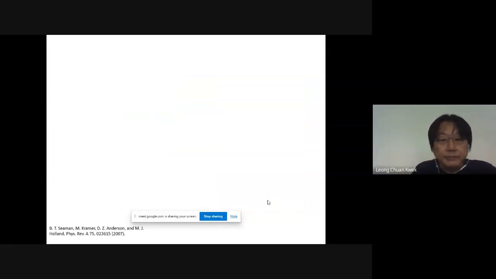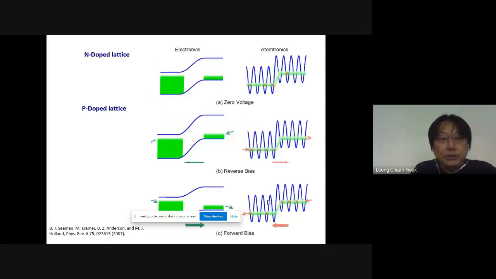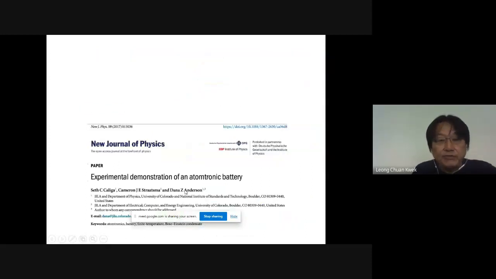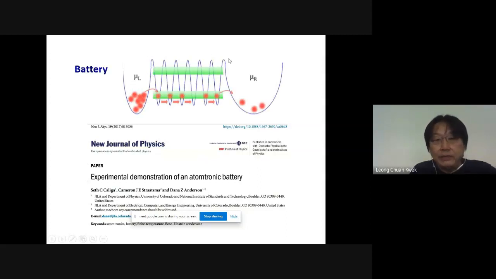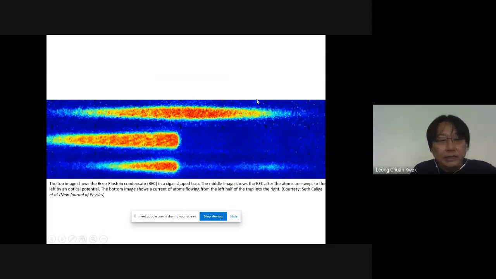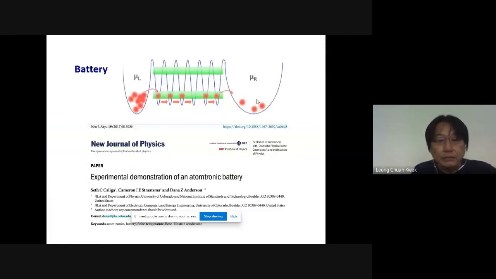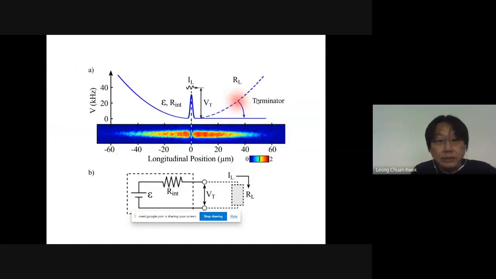n and p-doped devices. And with n and p-doped devices, of course, it's natural that you can put them together and you get forward and reverse bias, very much like electronic circuits. And this is in the paper in Physical Review Letters. You can also demonstrate an Atomtronic battery in some sense, where you have a large pool of atoms and another edge where you have a smaller pool. Now the chemical potential of the atoms will pull the atoms across this optical lattice. And I think the experiment was also done by Dana Anderson's group at NIST. And so you can show that you can build simple electronic circuits, a resistor, and a battery, and things like that.